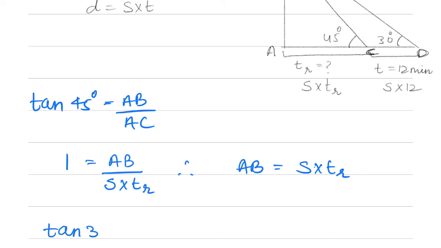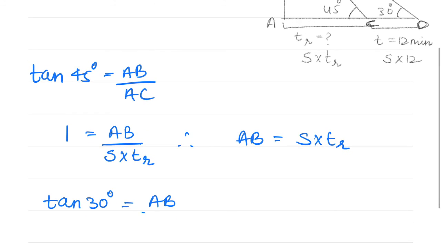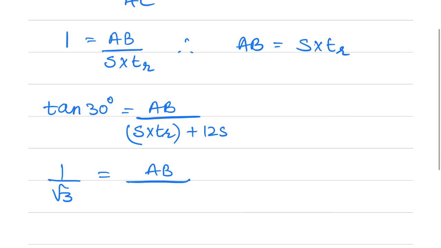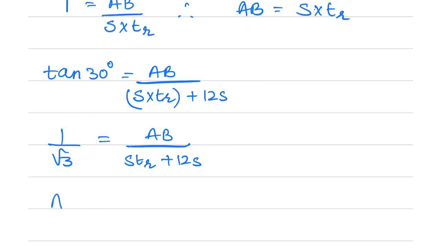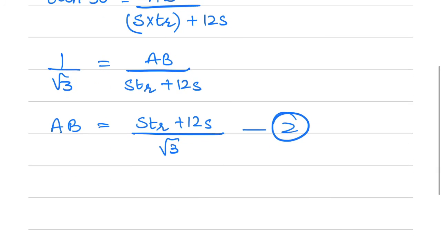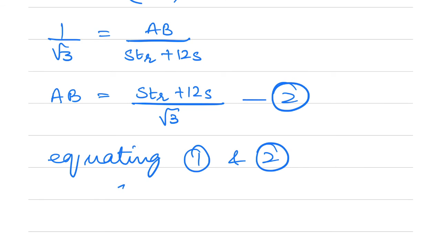And now we know tan 30 degrees is equal to AB by speed into time, this distance, plus 12s. Tan 30 degrees is 1 by root 3, equal to AB by STR plus 12s. AB is equal to STR plus 12s divided by root 3. So this is AB, first equation. For AB, second equation, now equating 1 and 2, AB is S into TR is equal to S into TR plus 12S divided by root 3.